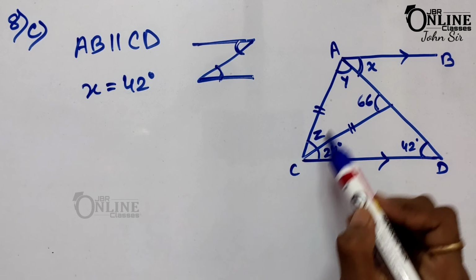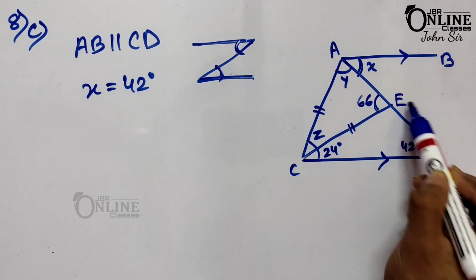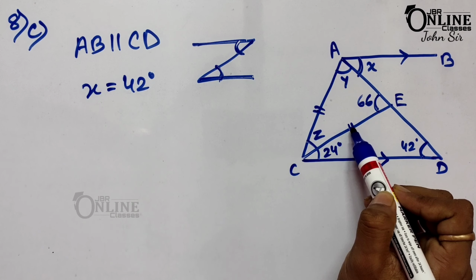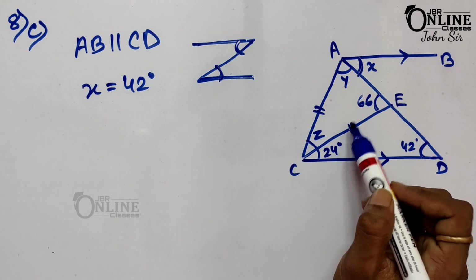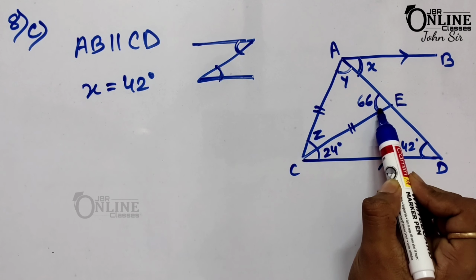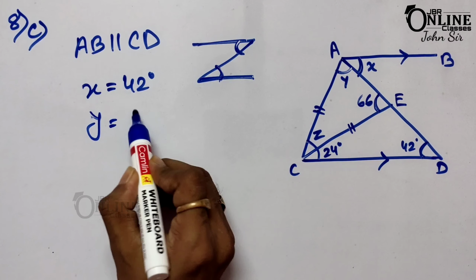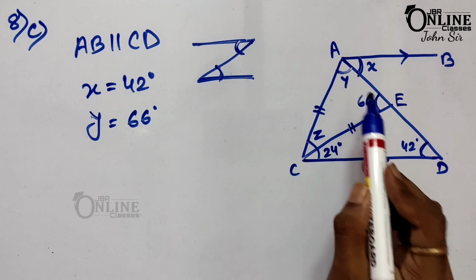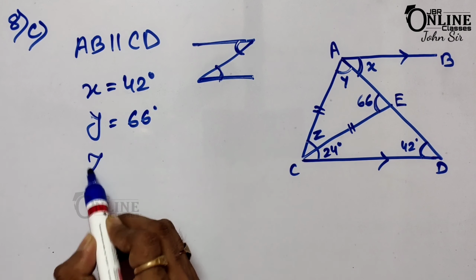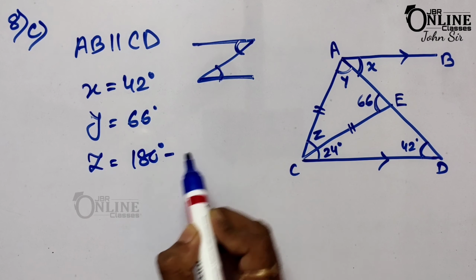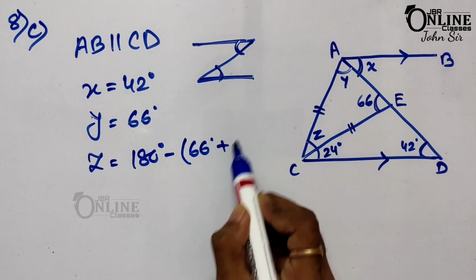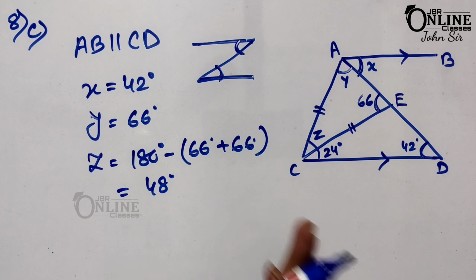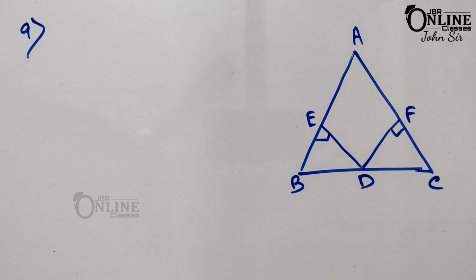Now in this triangle AC, suppose this one is E. In this triangle ACE, if these two sides are equal, it means it is an isosceles triangle. That means this angle equals this one. So y equals 66 degrees. Now this one is 66, this one is 66, then z equals 180 minus (66 plus 66), which equals 48 degrees. It's very easy. Now sum number 9.